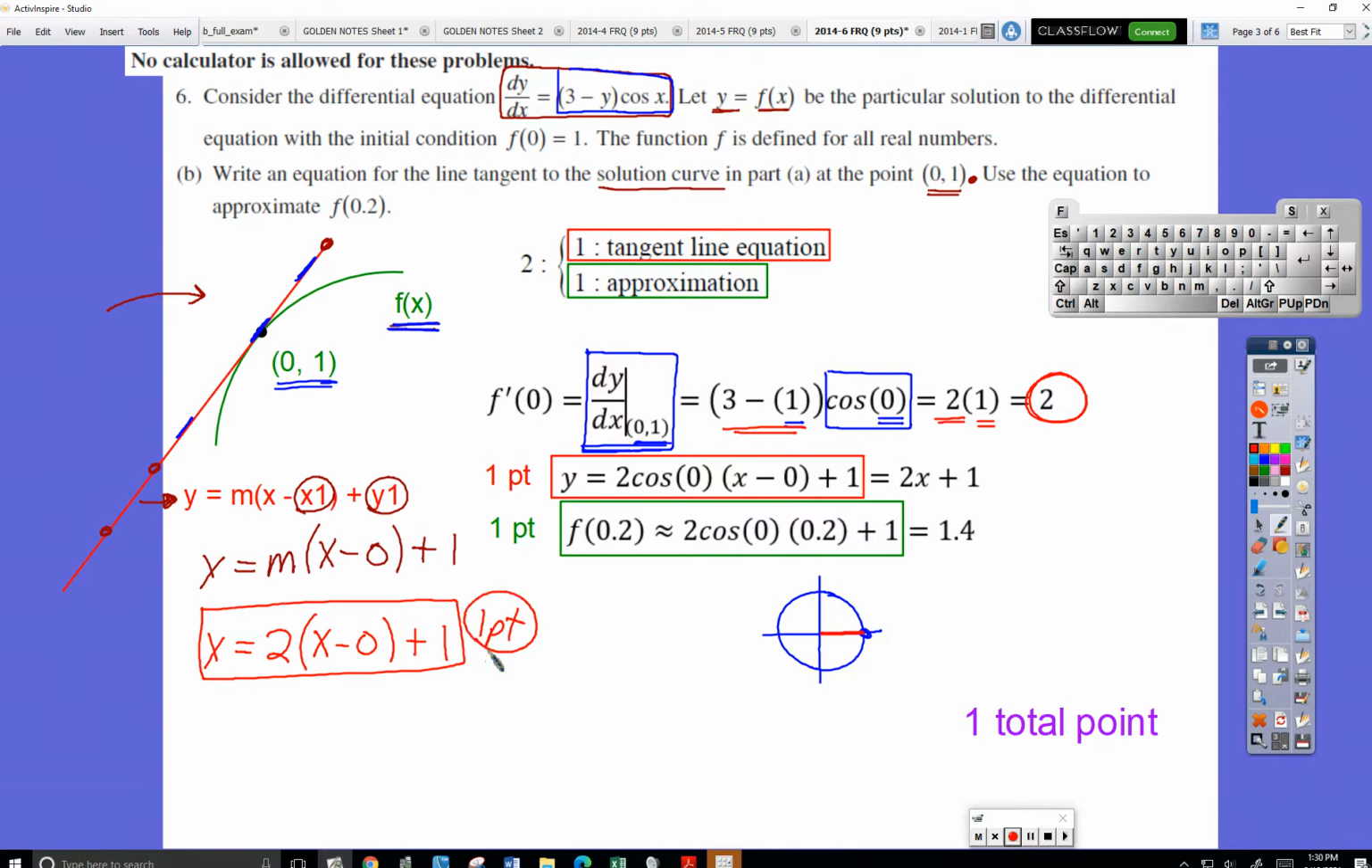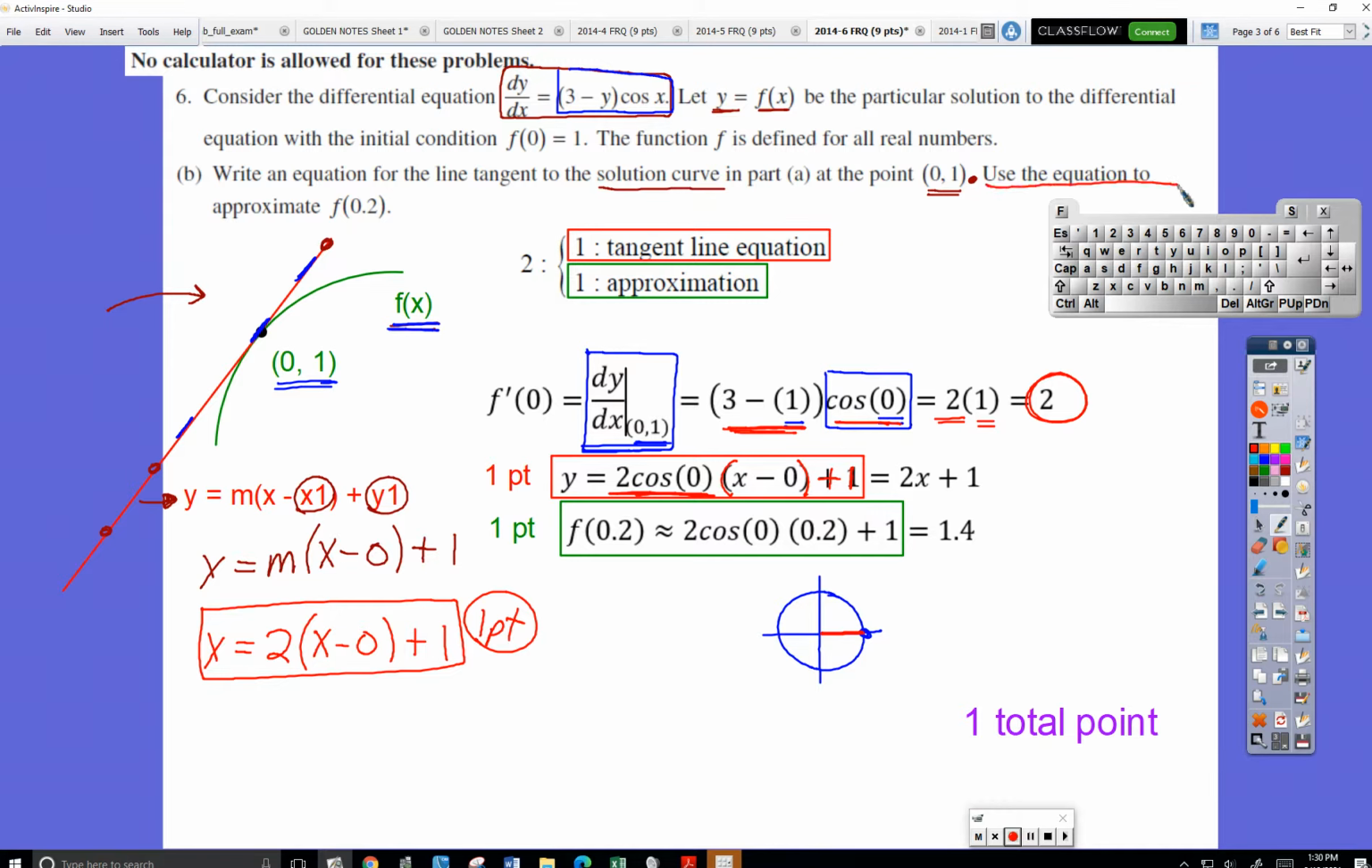On an FRQ, I actually don't even have to find the value of the cosine. So I could have just written 2 multiplied by cosine of 0, like I did here, times the x minus 0 plus 1. That's the same thing. You get the point as well. So that's 1 point so far.